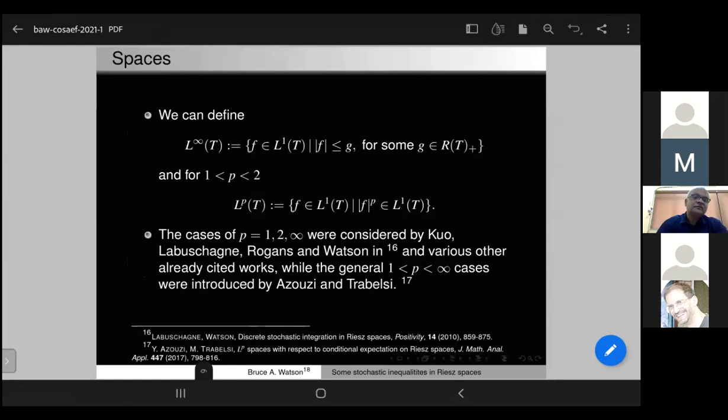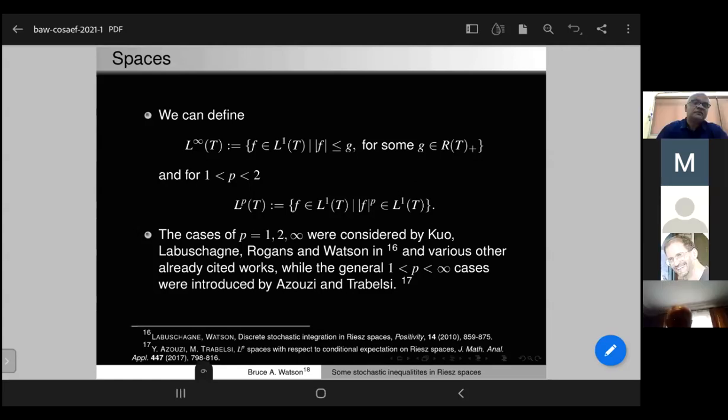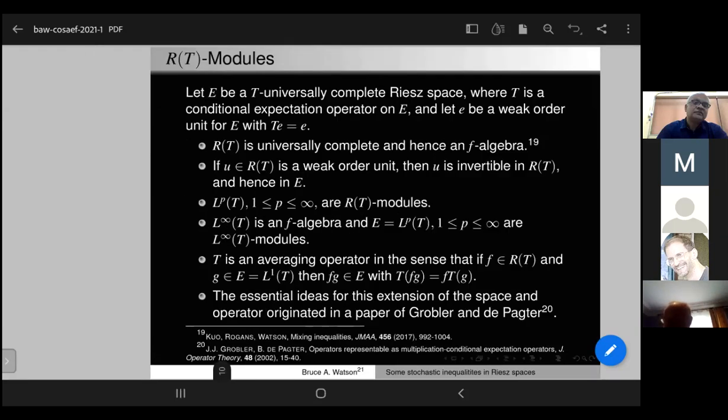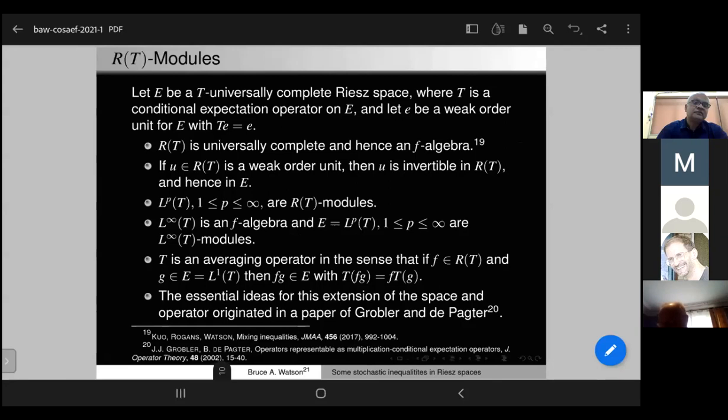We, Konrad, Guenchi, Michael, and myself looked at the cases of 1, 2, and infinity. Those were the ones that came from the problems in stochastic processes we were interested in. But Azouzi and Trabelsi did the general extension of this to all the possible cases of P between 1 and infinity.